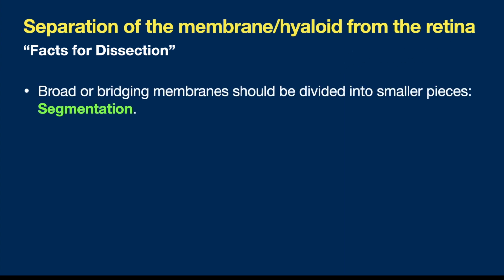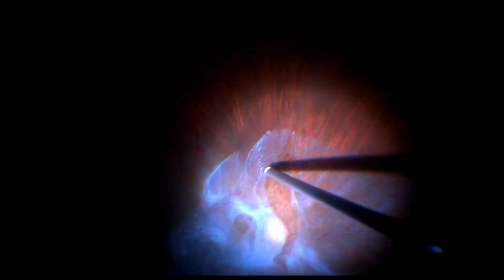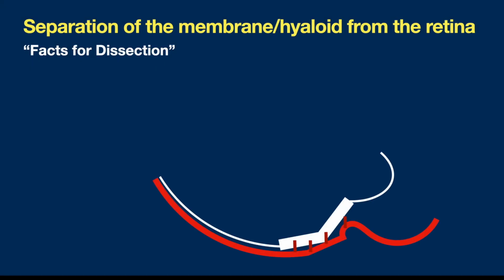If we have broad membranes or bridging membranes, they should be divided into smaller pieces, and this is called segmentation. Segmentation allows the alleviation of gross tractional forces, like in this case. We have a big membrane attached to the retina, so before removing the membrane, here I am segmenting the membrane with the vitreous cutter into small pieces to relieve the traction on the retina, and then these smaller pieces may be eaten again, as I'm going to show you.